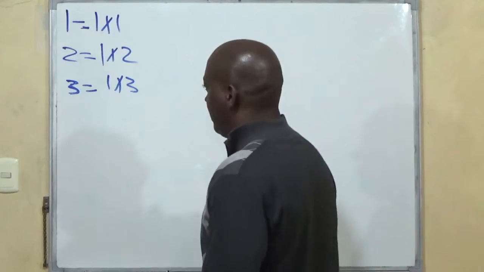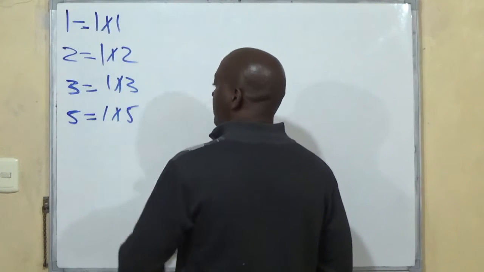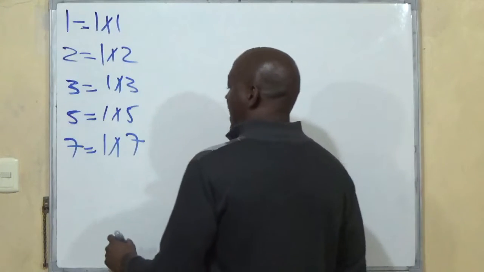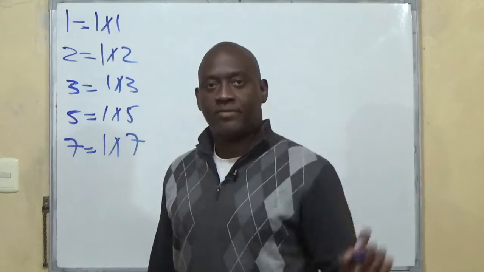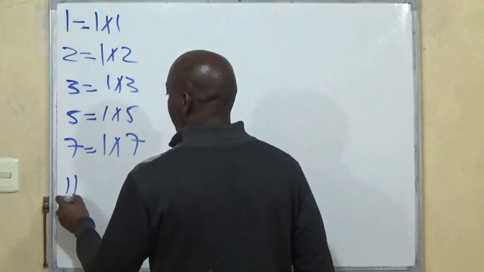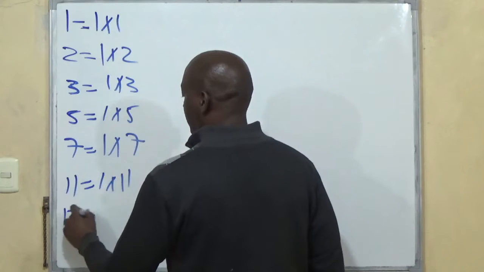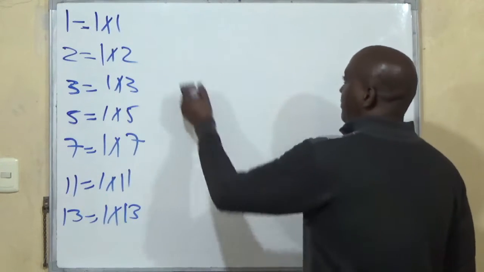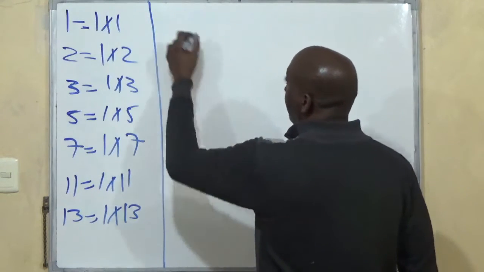5. 5 is 1 by 5. It has nothing else there. Right? 7. 7 is 1 by 7. 9. 9 is not a prime number because 9 is 3 by 3. 9 is a perfect square. We spoke about that earlier too. 11. 11 is 1 by 11. 12, no. 13, yes. 13 is 1 by 13. 15, no. 15 is 3 by 5. So 15 is not a prime number.